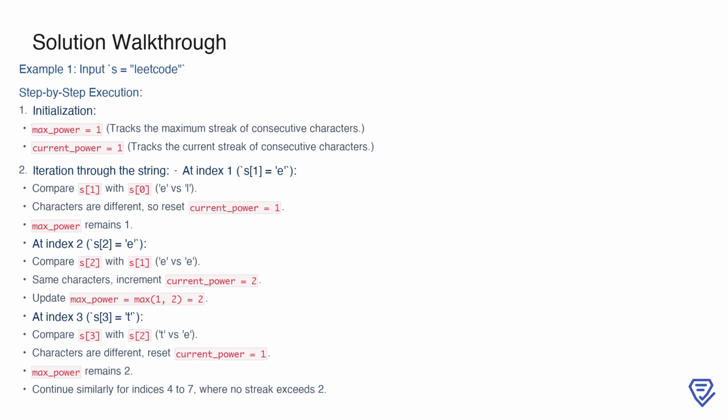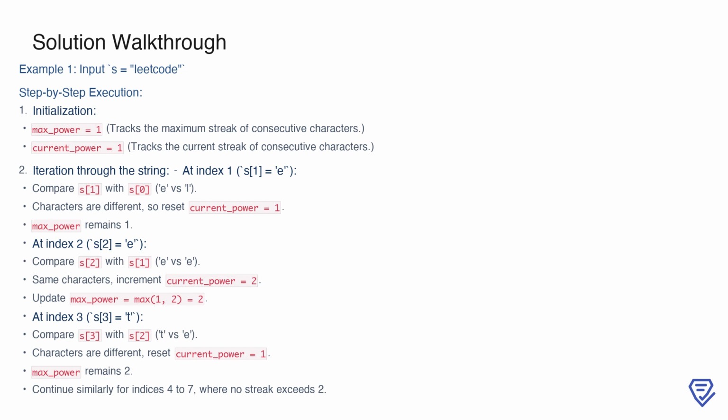At index 1, the character is e, which is different from the character at index 0, l. Since the characters are not the same, we reset current_power to 1. The max_power remains 1 because no streak longer than 1 has been seen yet. At index 2, we find another e, which matches the character at index 1. This means we have a streak of 2 consecutive e's, so we increment current_power to 2 and update max_power to the maximum of its current value and current_power, which becomes 2.